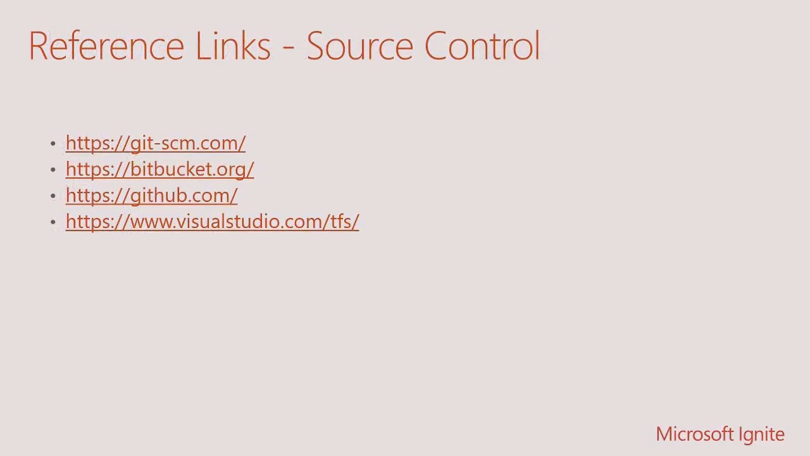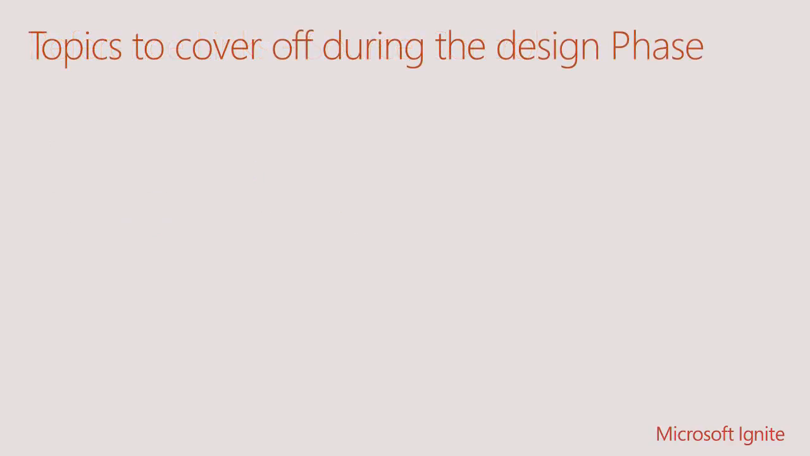So reference links I talked about, I'll spin on from that. So topics to cover off during the design phase. Error handling. You're probably already doing some type of error handling, whether it's writing to an event log or log files or whatever it might be. Just create an automation piece for that and use that as a repeatable process.